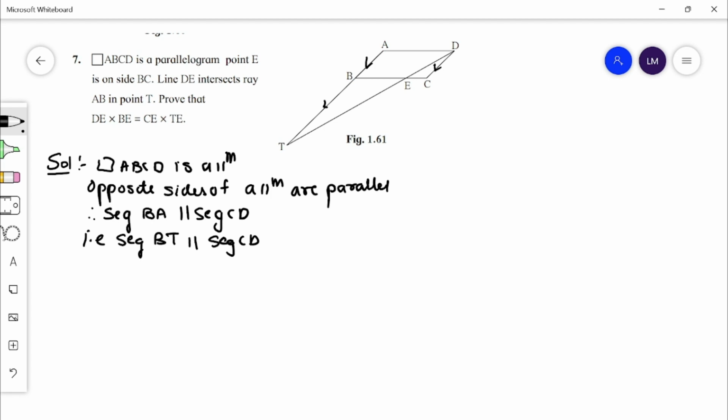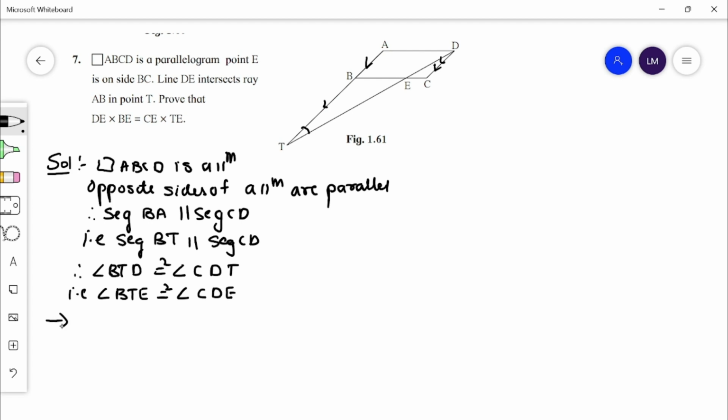So we will get alternate angles as equal. So these two are parallel, so according to Z shape, we will get these two angles as congruent. Therefore we can write angle BTE is congruent to angle CDE, right?